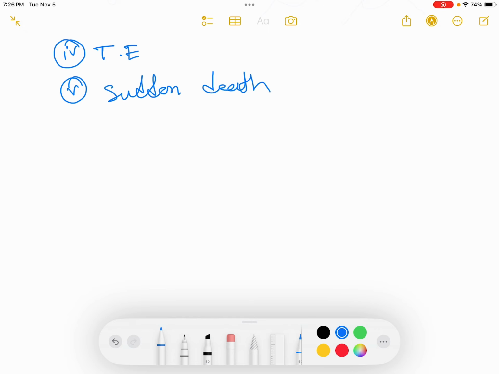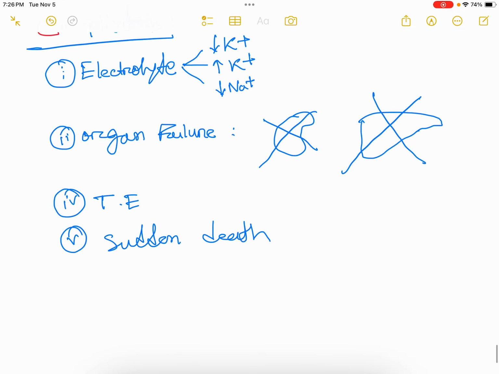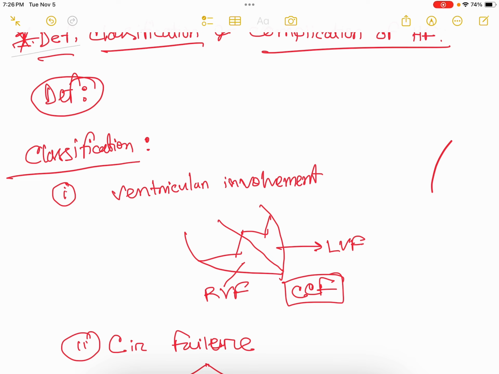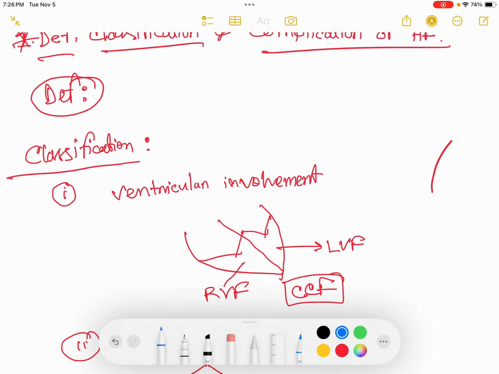So if we review the topics, definition of heart failure: heart failure describes the clinical syndrome that develops when the heart cannot maintain adequate output. That means cardiac output is not up to the mark to meet the demand of cells.